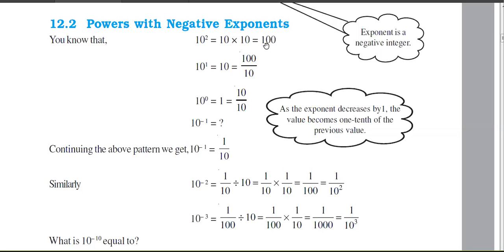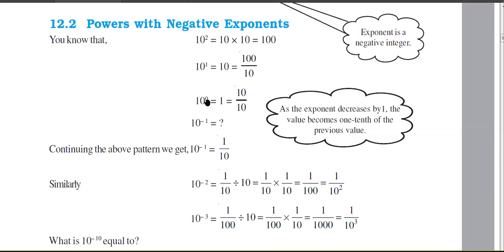Now, 100 by 10 is equal to 10. Then let us reduce this exponent by 1 again. So it was 2, then 1, then it becomes 0. The base remains the same, 10, all the 10s, and the exponent is decreasing by 1 each time. So 2, 1, and then it becomes 0.